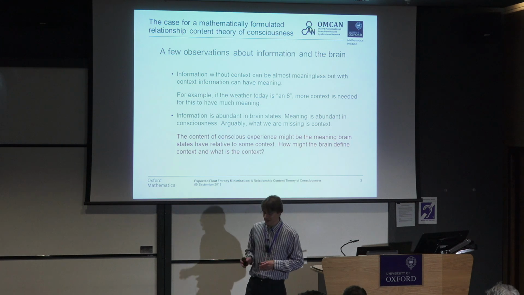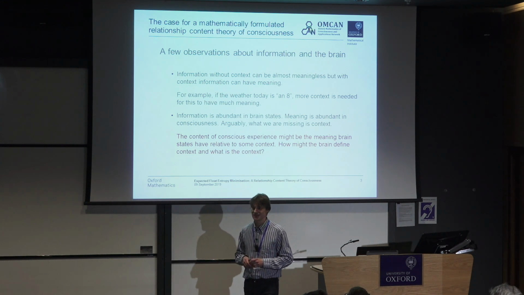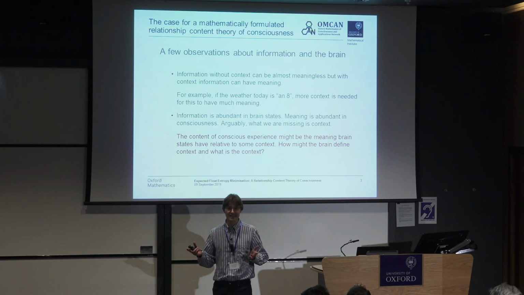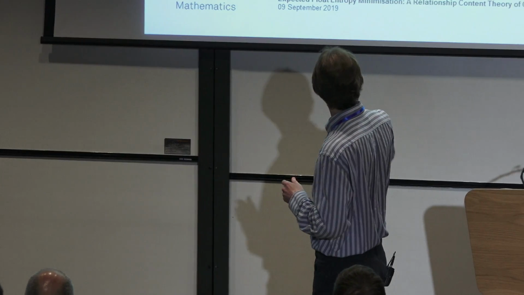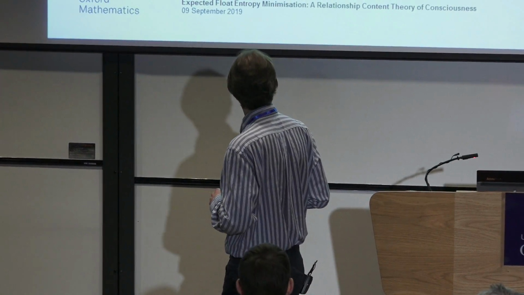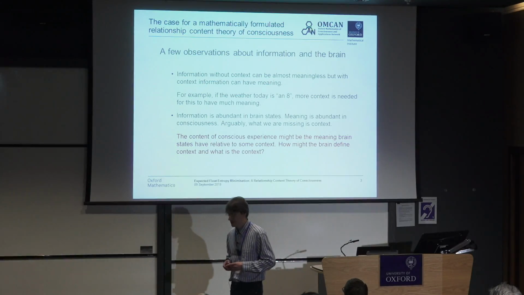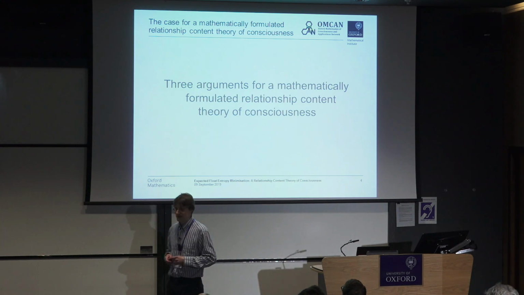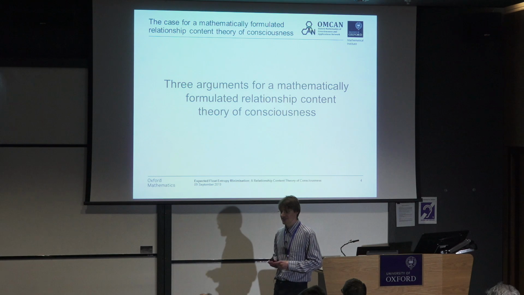So when we think about the brain, the brain is full of information. You take a brain state, all of those neurons in their different states, that's full of information. And consciousness is full of meaning. So perhaps what's missing there is context. We're looking for how the brain somehow defines context here. So this statement: the content of conscious experience might be the meaning that brain states have relative to some context. But then, how are we going to do this? Where's this context coming from? I'm going to be arguing that the context should be to do with relationships, perhaps. So we're looking for a theory for how the brain defines relationships, which give us our context.